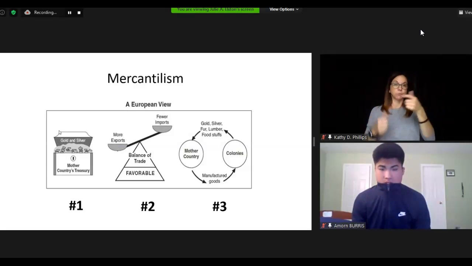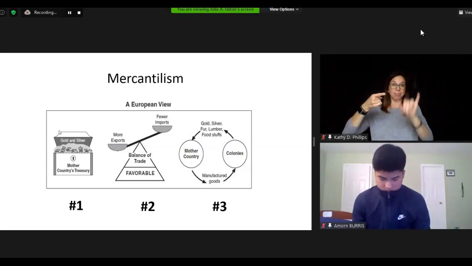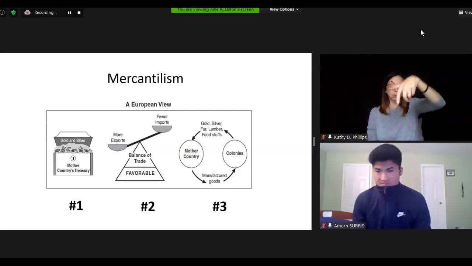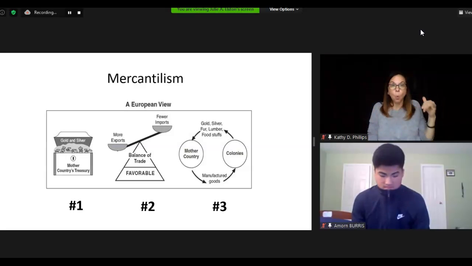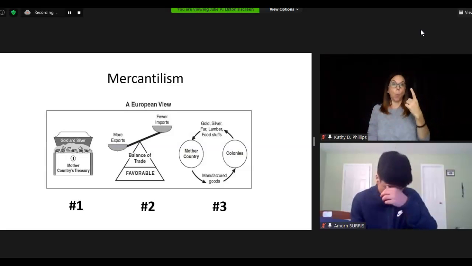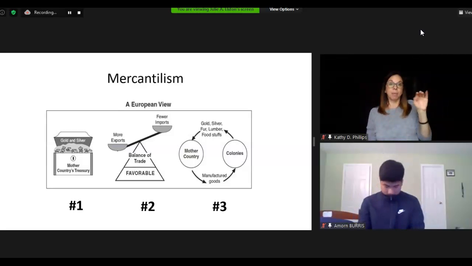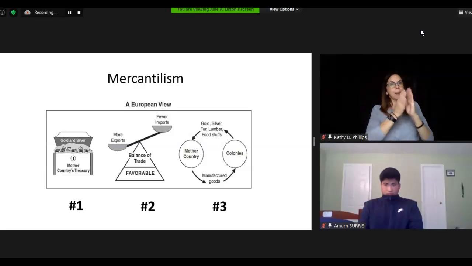So if we look at the first picture, that's a treasure chest, right? And the treasure chest is overflowing with gold and silver. So one of the key ideas with mercantilism is for the mother country to get rich, right? And take the profits and the natural resources coming from those colonies to make it stronger, wealthier, more powerful, right? Okay, good. That's the first one.